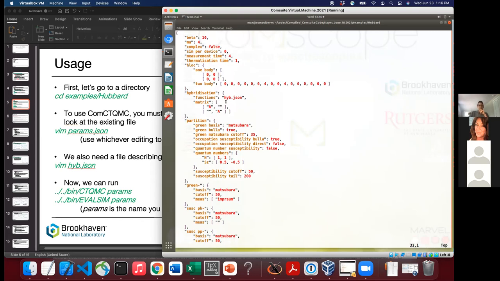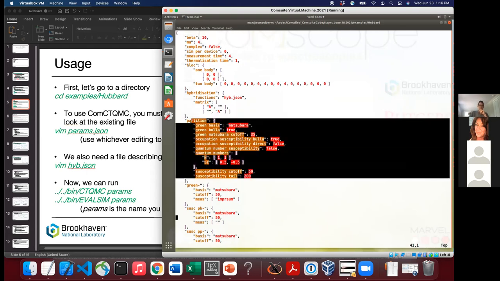So let me describe some of these flags in these spaces. Partition is sort of special. There are lots of different things we can sample in this space.